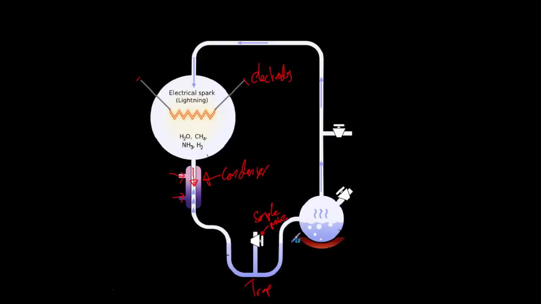And one result, I'm going to do the results in green, one result is that they found organic compounds. So organic compounds were found when they tested the mixture which had been produced down here. Those organic compounds were not there to begin with, and therefore chemical reactions must have taken place.